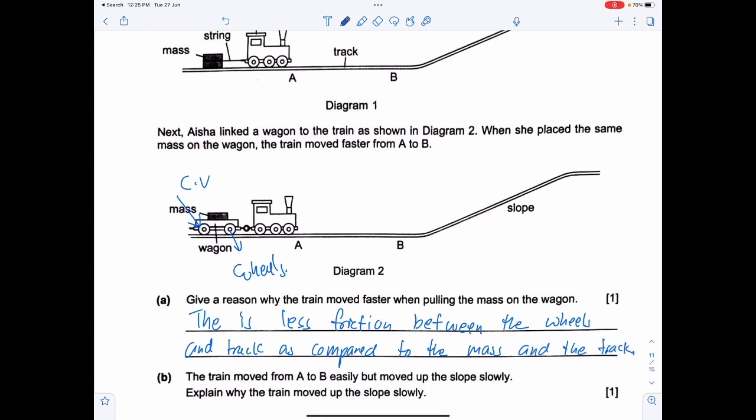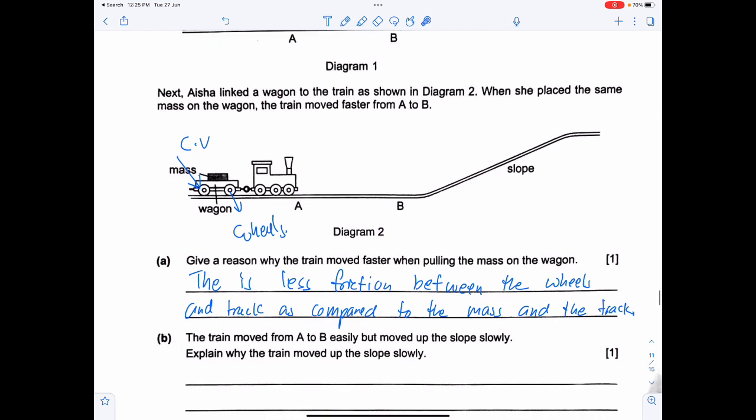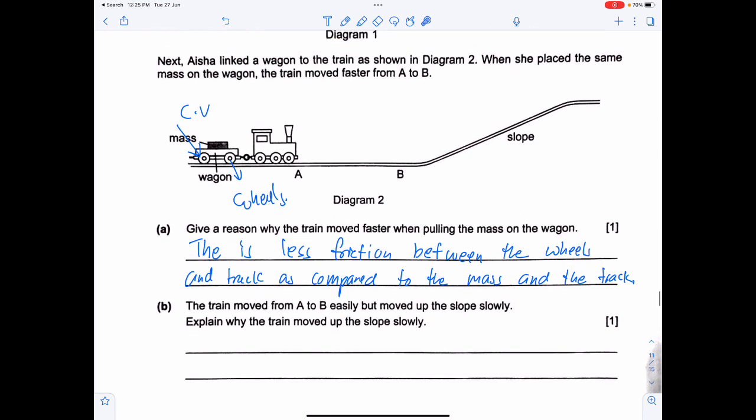Right? So one, we're talking about directly having the surface of the mass and the track, and the other one is talking about the wagon. The mass is on the wagon, and so we're talking about the frictional force between the wheels and the track. Okay, this question. The train moved from A to B easily, but moved up the slope slowly. Explain why the train moved up the slope slowly.